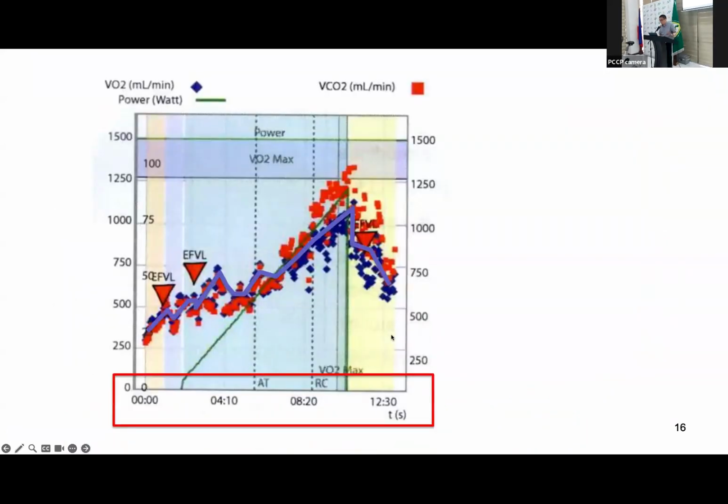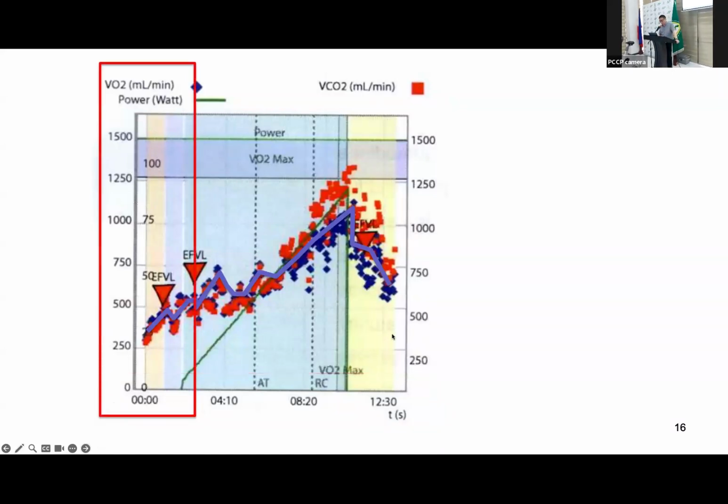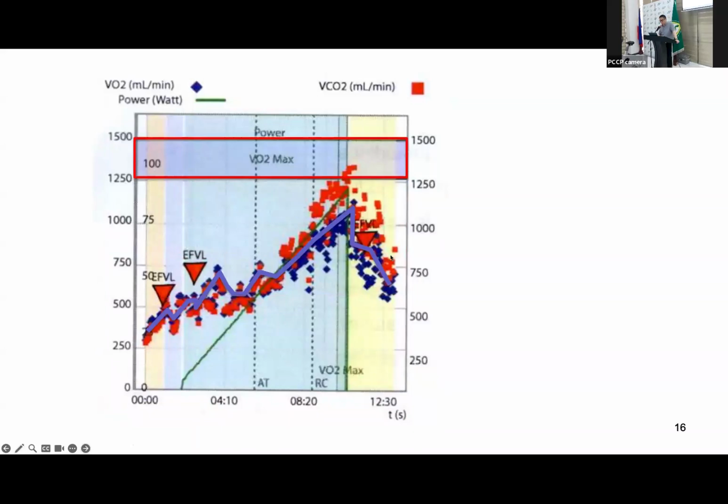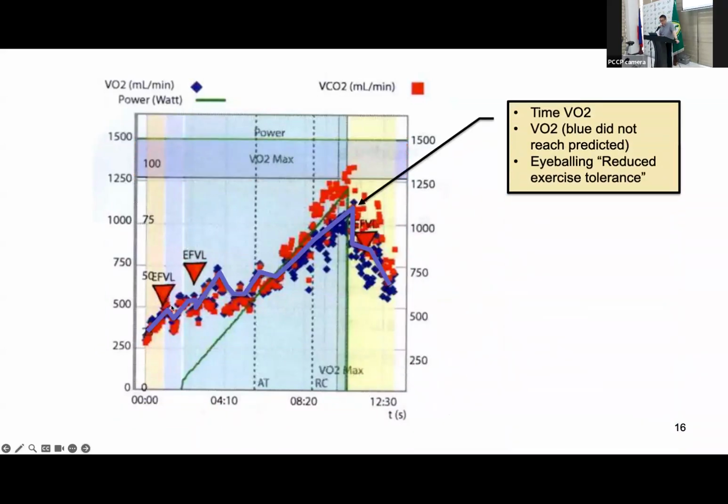Okay, this is how it looks when you print the report later on. X is time. Y is VO2. That's the predicted VO2 max for the subject. And you can see here, the blue one is the VO2. Okay, it did not reach the VO2 predicted for the subject. So by just eyeballing the graph, you know the exercise tolerance of the subject is poor.